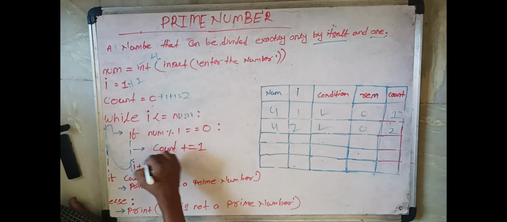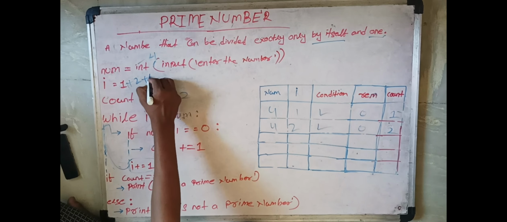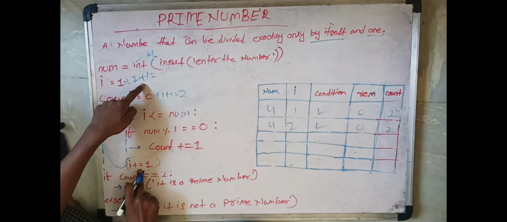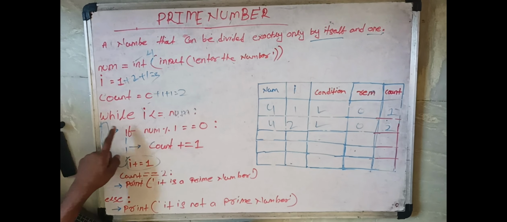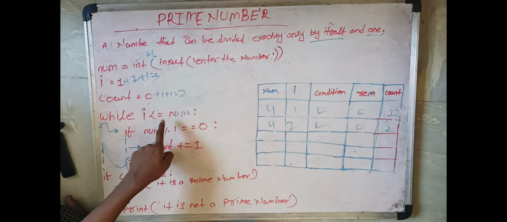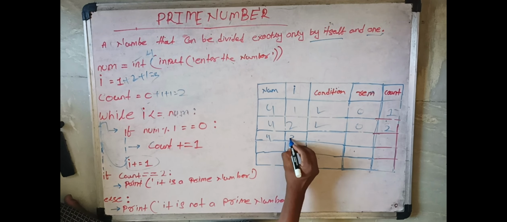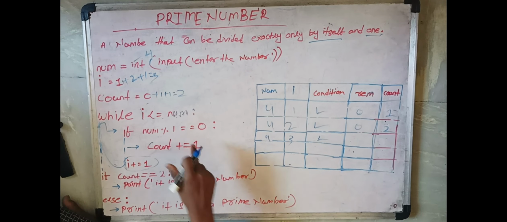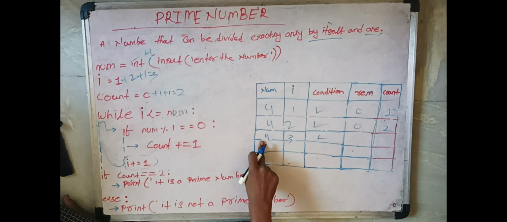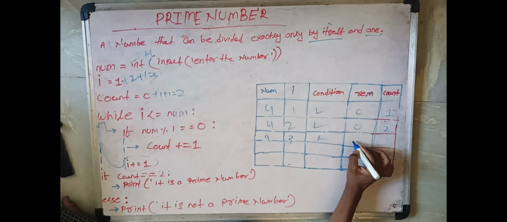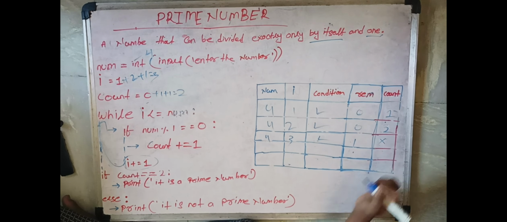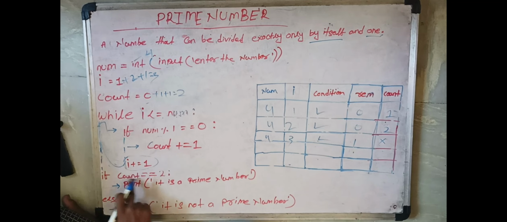And then I updation, 2 plus 1. Already my I value is 2, so after updation by 1, the I value is 3. Then if I less than equal to num, that condition is true. 3 less than equal to 4, the condition is true. Then we will check num modulus I. In this case, 3 divided by 4, the remainder will be 1, so it will not count the value.